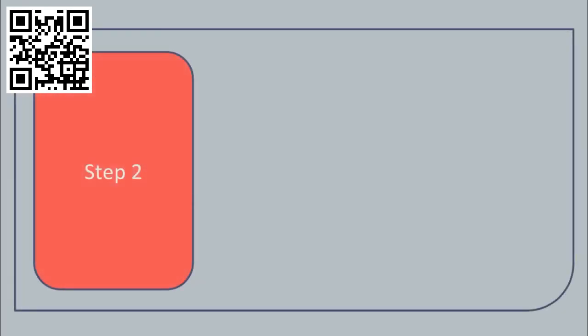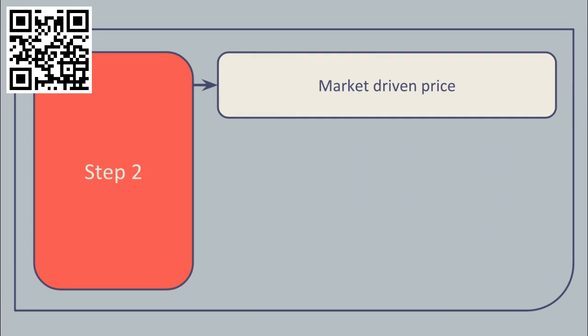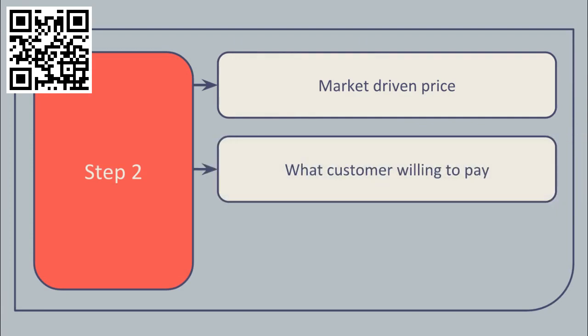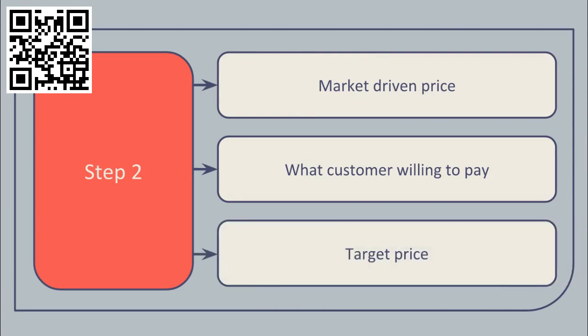In step 2, the price at which the product will be sold is considered. This will be a market-driven price based on what a customer is willing to pay for the product or their perceived value of that product. This is referred to as the target price.